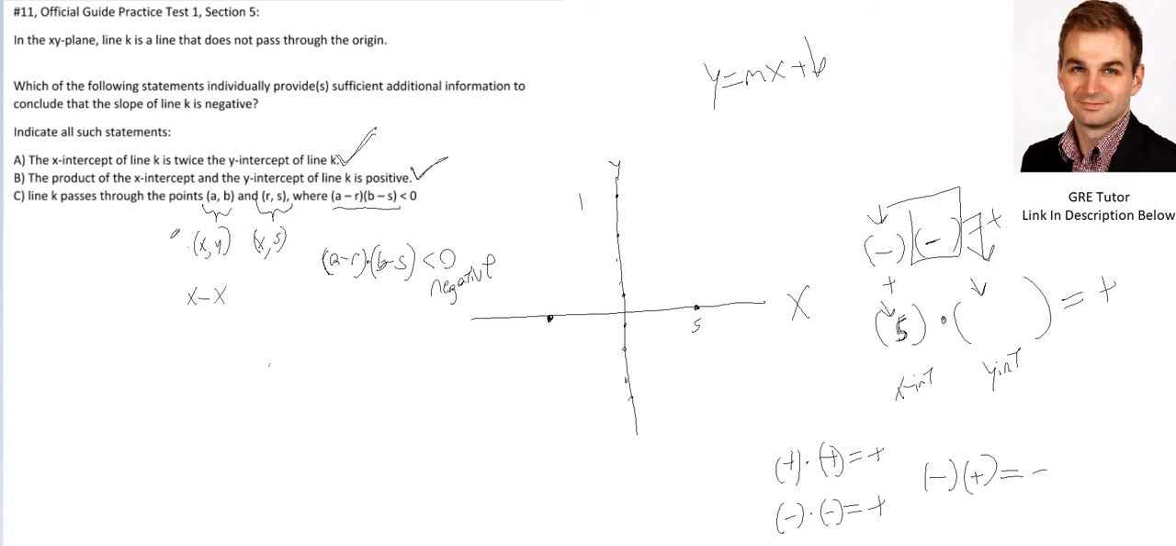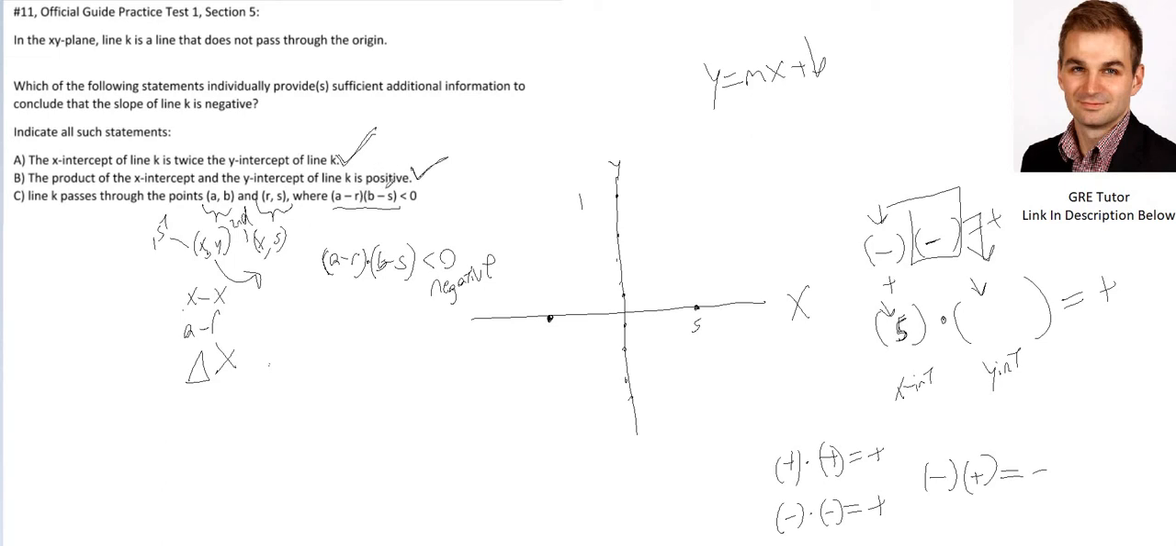Now, let's call this the first point, and this the second point. When you do this x minus this x, or A minus R, you're actually getting your change in x as you go from this point to this point. That's your change in x.